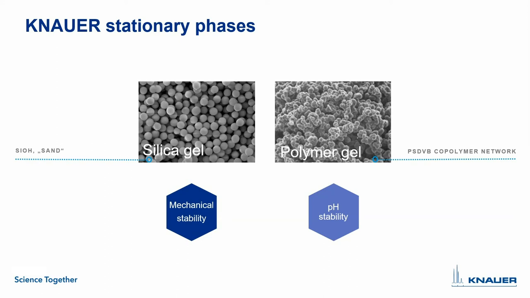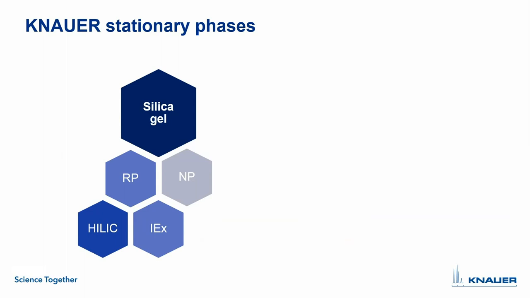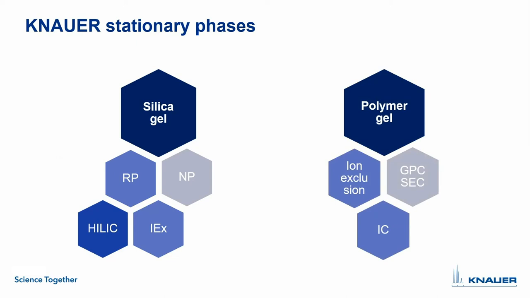But let's have a closer look. So silica gel is just the base material, and you use this base material for the most popular modes in HPLC. Whenever you're using reversed phase, normal phase, the HILIC mode or ion exchange, these are columns based on silica gel. On the other hand, we have the polymer gel columns, and in the KNAUER world, we use them for typical ion exclusion and ligand exchange mechanism columns. They are also used most often for GPC and SEC columns, and also for ion chromatography. But this is something that is not very common in the KNAUER world. So we are most often working with a different species here.